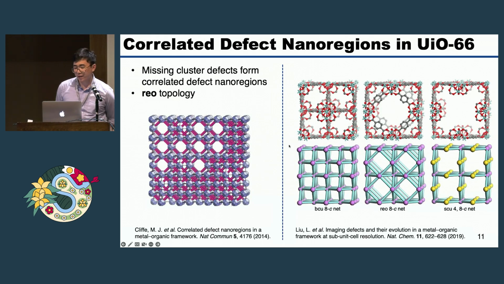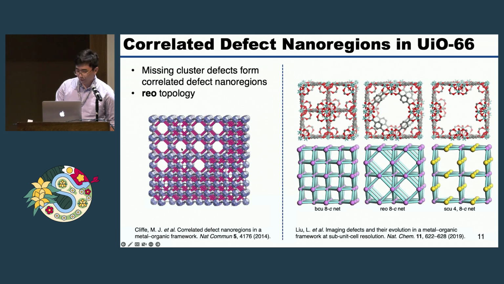Okay, so we can use MOFan to randomly generate defects. We did that, but we are more interested in correlated defects. Correlated defects means not random, but symmetrically distributed defects, defects with some pattern. About 10 years ago, Andrew Goodwin from the University of Oxford experimentally showed that missing cluster defects form correlated defect nanoregions, which are shown here. It has its own crystalline structure.